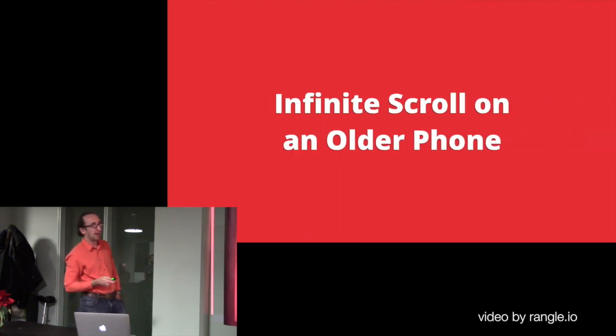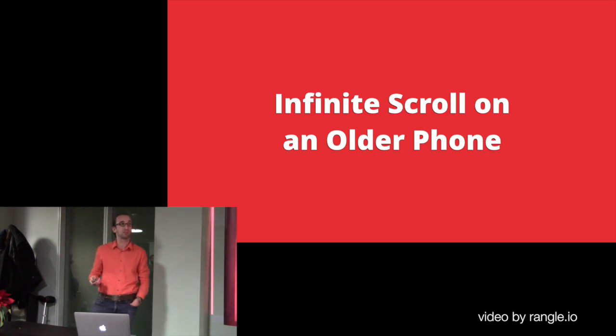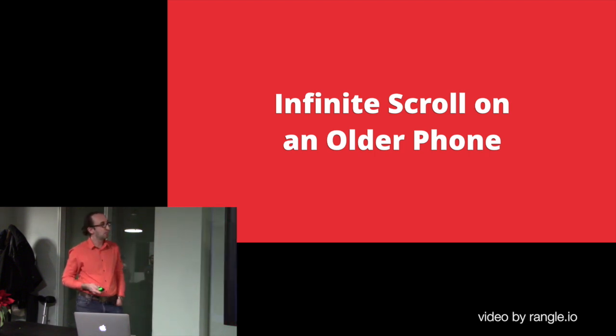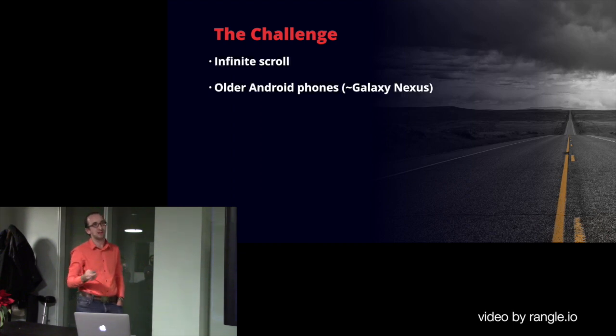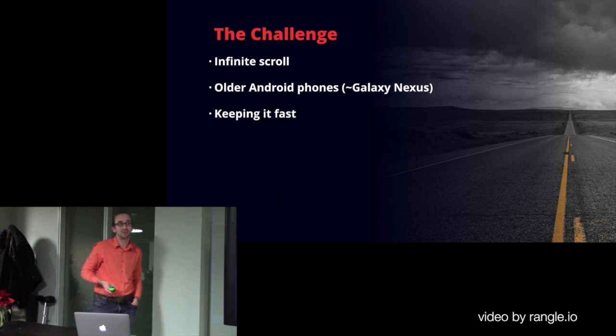So we had a project where we wanted to implement infinite scroll on a phone while building a Cordova app. And we wanted in particular to have this work on older phones. So the challenge was infinite scroll, older phones, like, I'm not old, but like Galaxy Nexus, Galaxy S3 kind of things. In particular, we found soon that really Android was giving us problems as opposed to iPhone, as opposed to even older iPhones. And we wanted to make it fast.